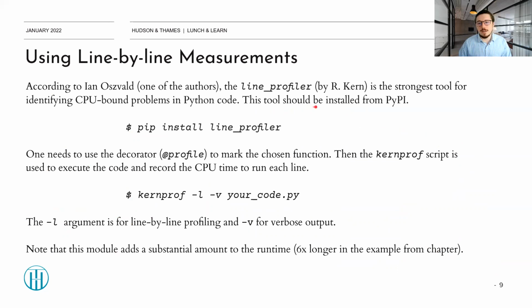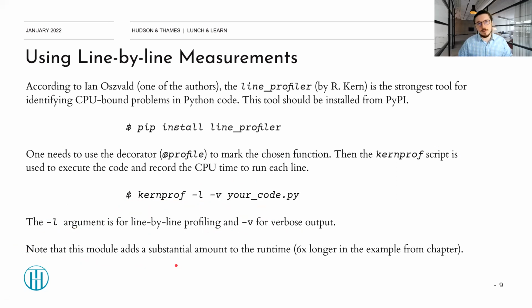This tool, however, is not a standard tool in Python, so you would want to install it from PyPI with pip install line_profiler. Then, and remember this, please, you should use a decorator just to mark your chosen function. Otherwise, it just won't work. And once you marked and once you entered your calculations inside of the same script, you would run the kernprof script and execute your code and see the CPU time to run each line. So it's kernprof -lv. L stands for line-by-line profiling and V for verbose output of your code.